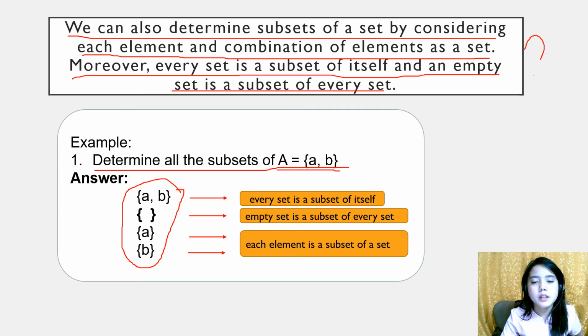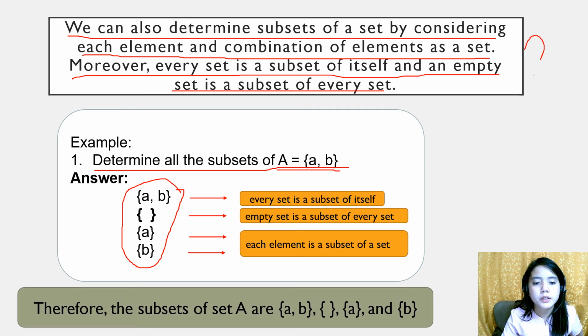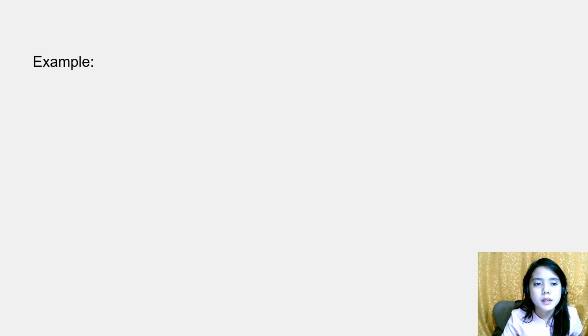Okay, let's have another example kung naglibog pa kayo. Okay, therefore, the subsets of set A are {A, B}, the null set, {A}, and {B}. Just don't forget to write the braces. Okay, let's have the second example.